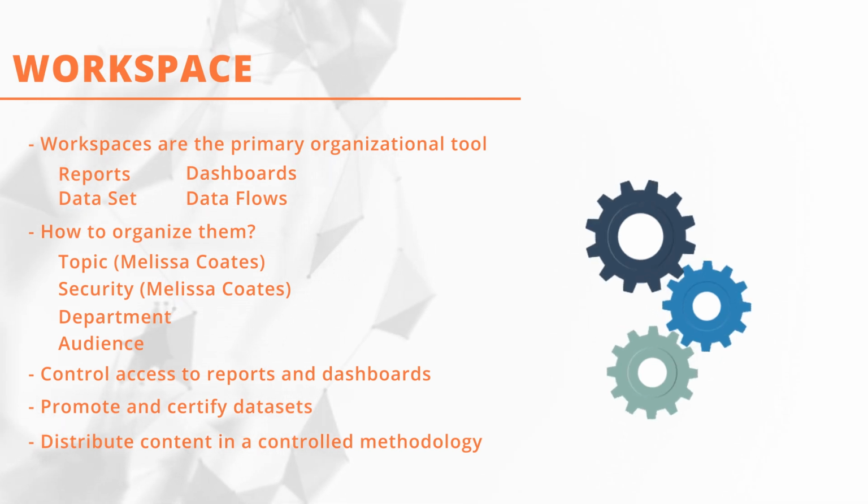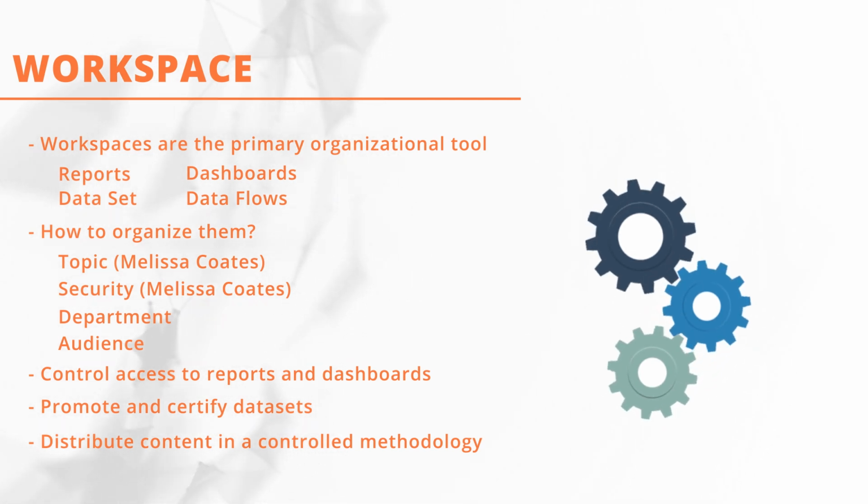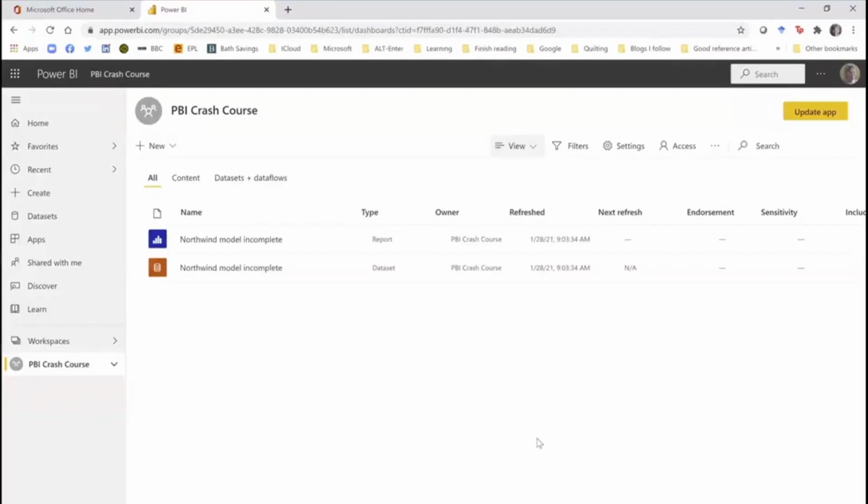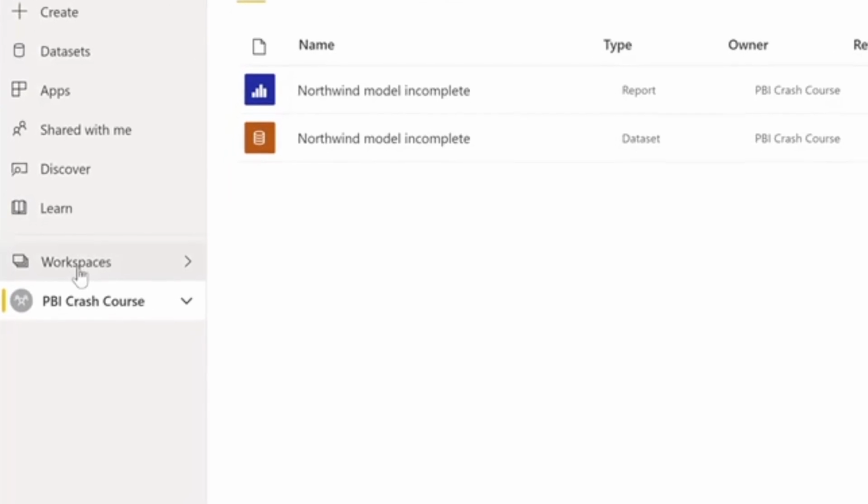I'm going to very quickly take you to the service so you can see what it looks like. So you should now be looking at a workspace. I'm in the service. Notice that I'm in a browser up here at the top. I've logged in. So you access your service through your Office 365 credentials. And now what I have down the left-hand side is a menu bar. And I've created a workspace here called PBI Crash Course.